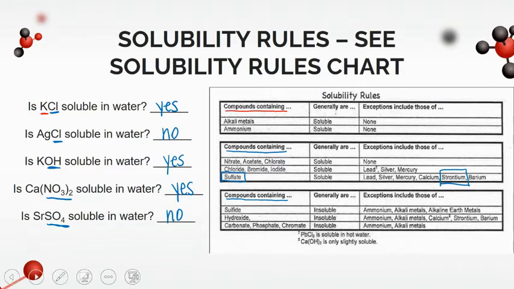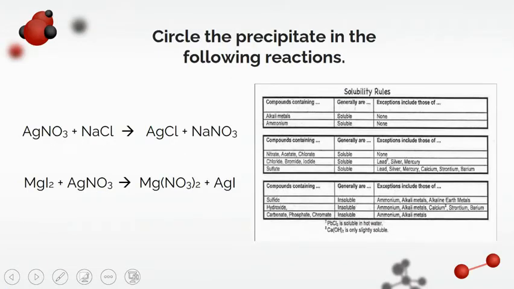Another way that you could be asked about solubility rules is just to simply circle the precipitate in the following reactions. So if you think back to how we defined a precipitate, it was a solid that forms as the result of a double replacement reaction. So we never even need to check our reactants because our precipitate will always be a product.